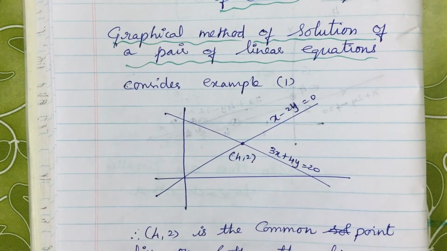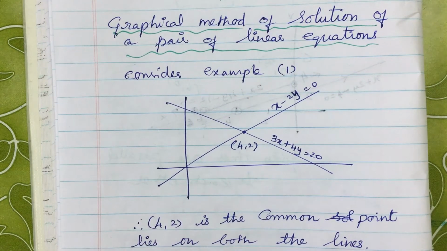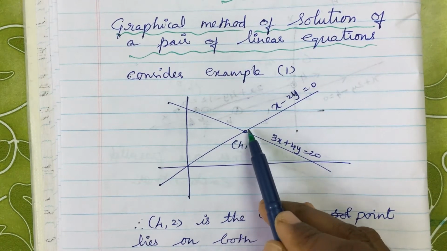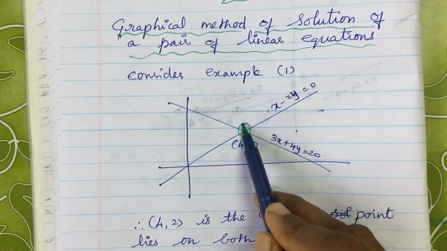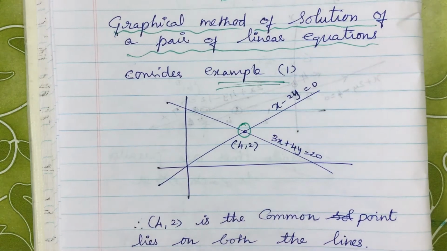Considering Example 1, I have just drawn the lines because I don't want to repeat the same story again. I have drawn two lines here. If you see, these two lines intersect at this point (4, 2). I have taken this data from the previous example.